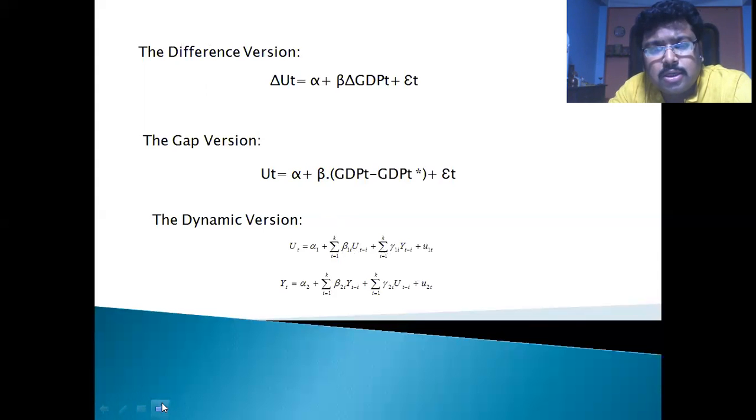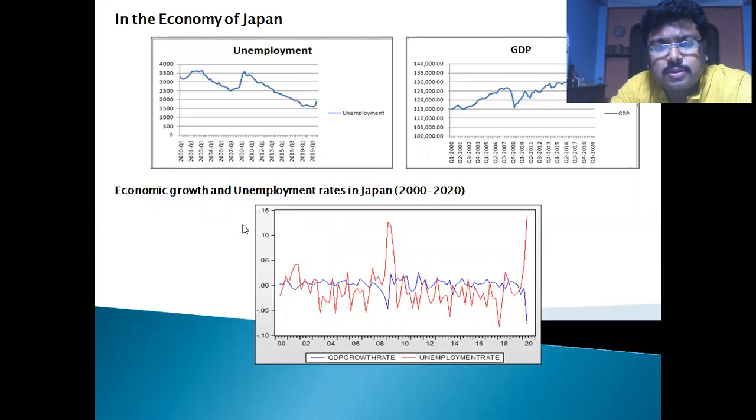Now, look here with an example of Japan. The economy of Japan is considered here. Look, this is the recent data, up to the 2020 second quarter. So here you can find the unemployment over the quarters.